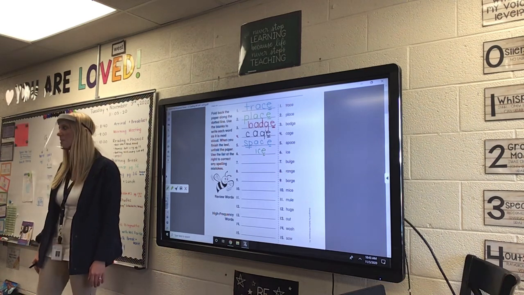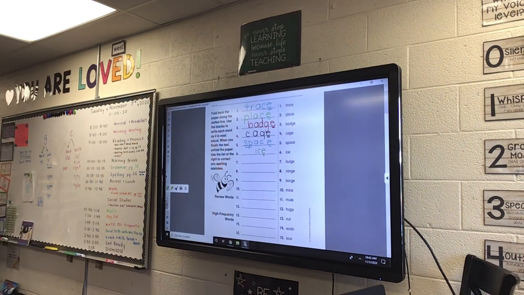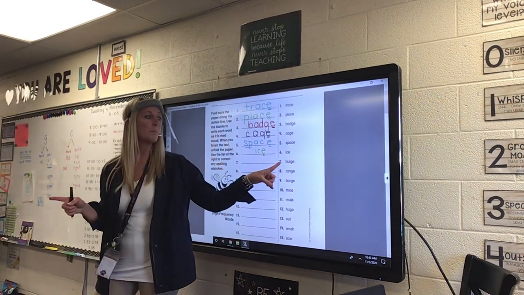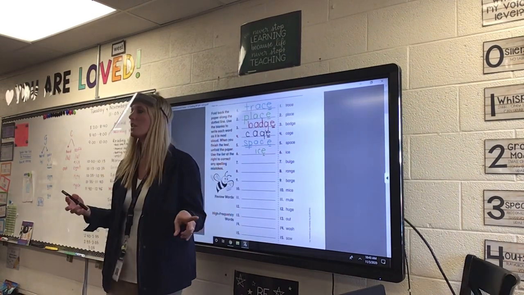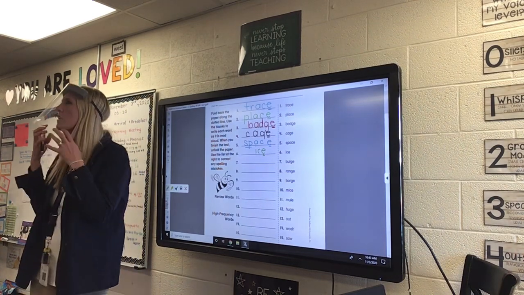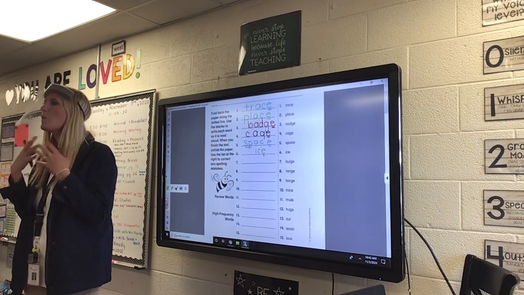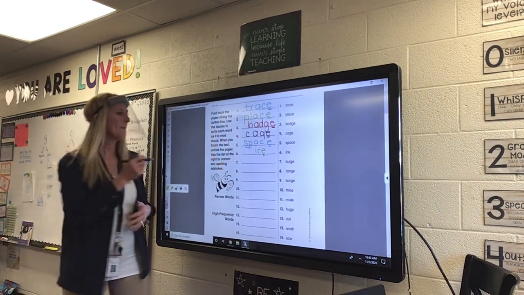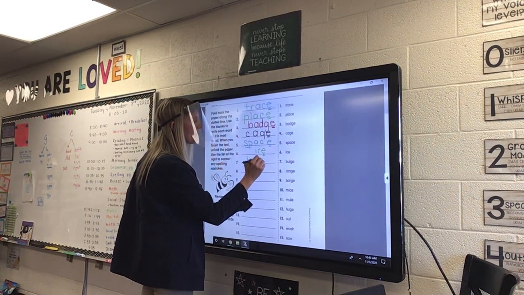Who knows what number 7 is? What is that word? This is a very tricky word, and every year my second graders kind of struggle with it. Do you know this word? No, but you're close. Bulge. Everybody say that. Bulge. Do you guys know how frogs can make their throat or their cheeks bulge? A bulge is kind of like a big bump. I see the frog do that.